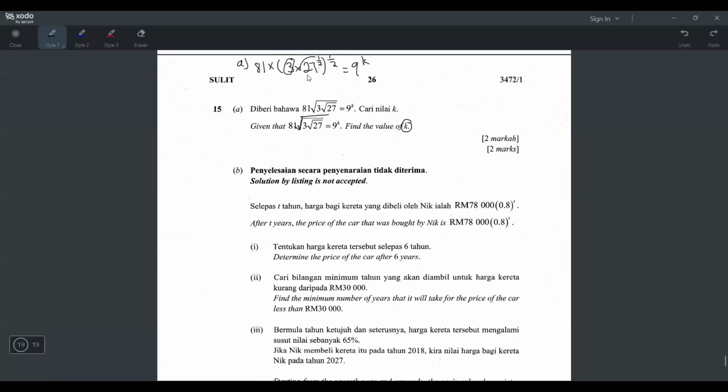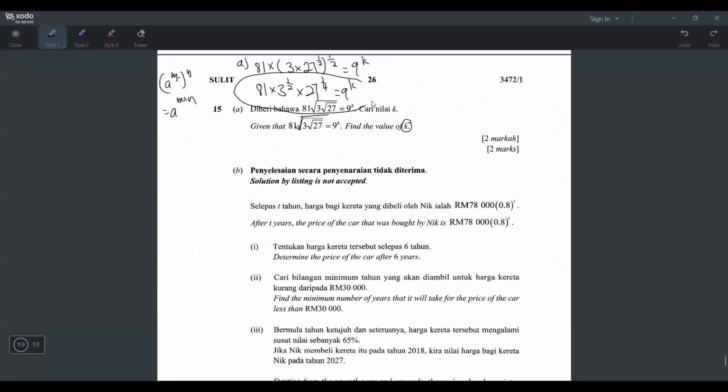3 has to be square rooted, and 27 power 1 over 2 also has to be square rooted. So why not we square root now? When you take 3 power 1 over 2, you get 3 power 1 over 2. And then 27 power 1 over 2, power 1 over 2 becomes 27 power 1 over 4. It's because when you have a power of a power, side by side like this, you have to multiply. That's why it becomes 1 over 2, 1 over 2, 1 over 4, equals 9 power k.